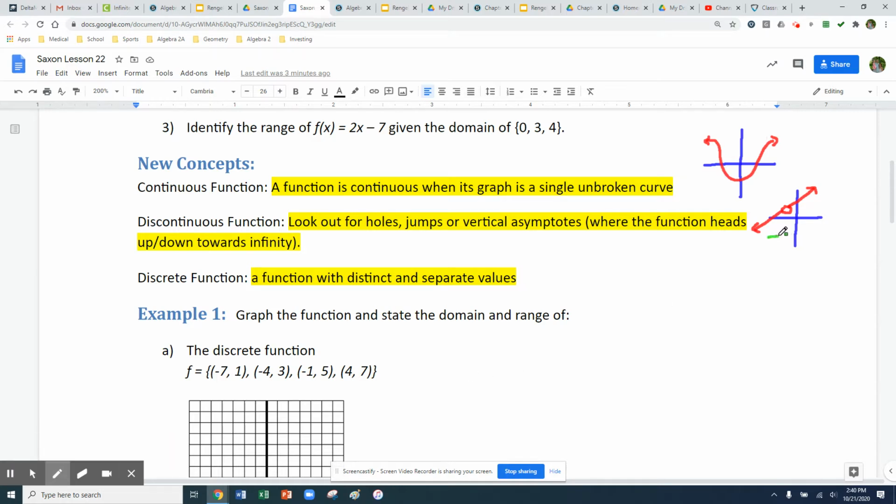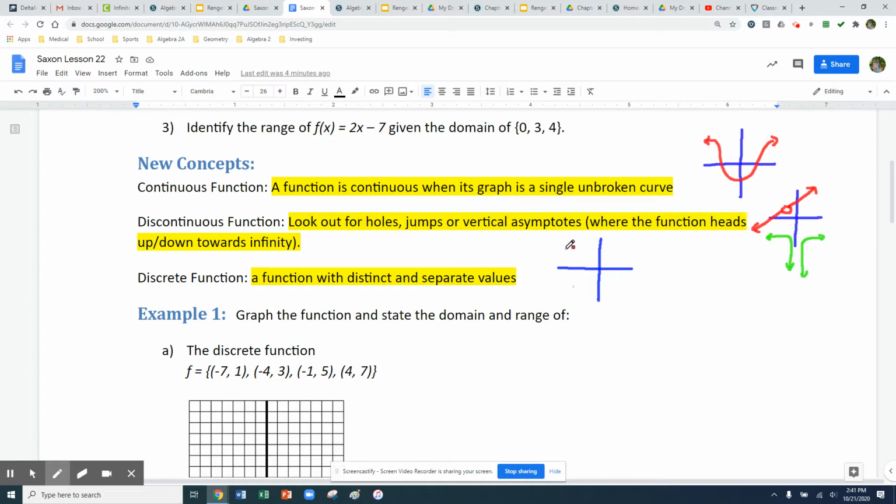Another example could be our curve starts to come towards the y-axis, and then it starts to head down, and then our next curve is coming up, heading that direction. So we have this point on the y-axis where the graph is jumping from one graph to the other, and that's going to cause us to have a little bit of a hole or a jump in our graph. So in short, anytime you have to lift your pencil to continue to complete your graph, that is going to be a discontinuous graph. Finally, a discrete graph is a function with distinct separate values.